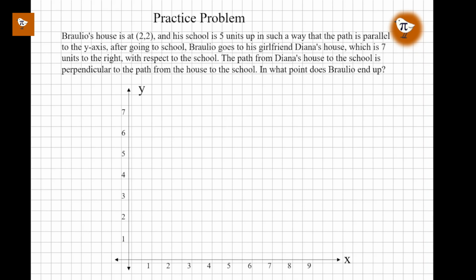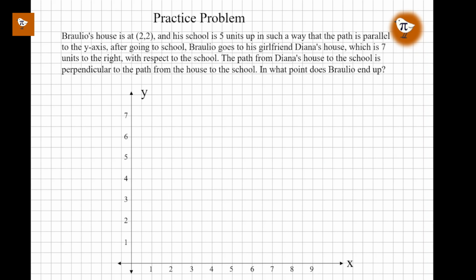Now let's practice with a problem involving coordinates and lines. Braulio's house is at (2, 2) and his school is 5 units up in such a way that the path is parallel to the y-axis. After going to school, Braulio goes to his girlfriend Diana's house, which is 7 units to the right, with respect to the school. The path from Diana's house to the school is perpendicular to the path from the house to the school. In what point does Braulio end up?